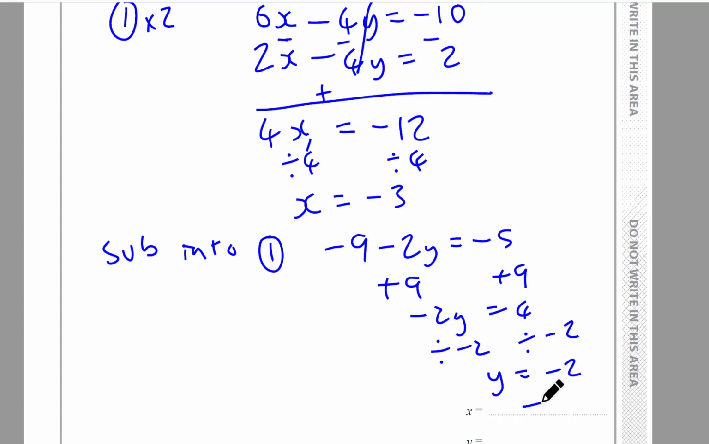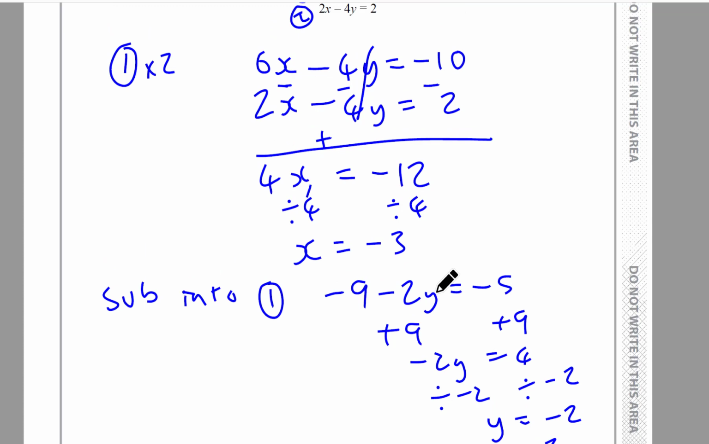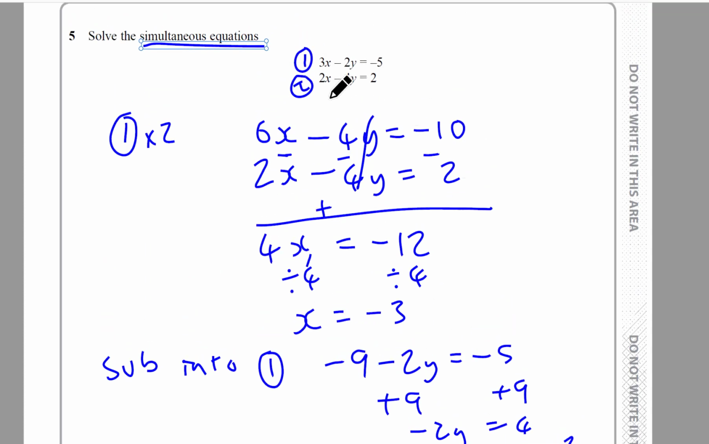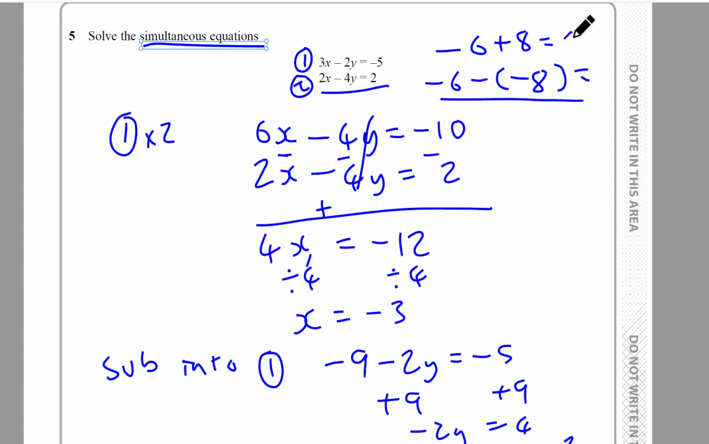So what do we have here? x equals minus 3, y equals minus 2. And people do make mistakes on this. Double check by substituting it into the second one. So what's that to make sure? So 2 times minus 3 is minus 6. And we've got minus 4 times minus 2, no, sorry, 4 times minus 2 is minus 8. We can see that will change into minus 6 plus 8, which does equal 2. So we know we're correct and we've got full marks there.